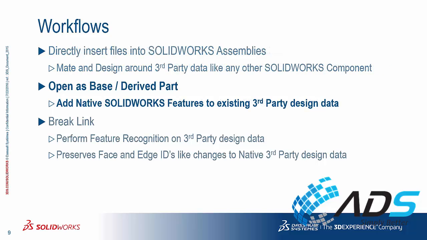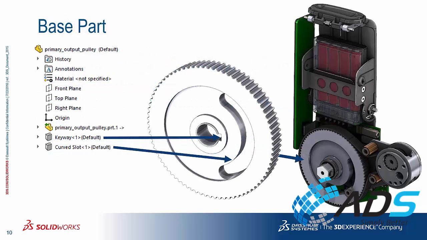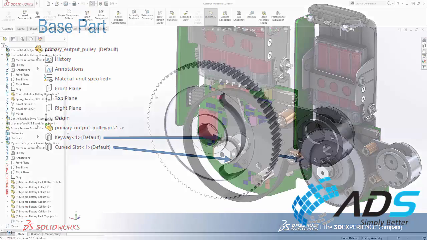Let's take a look at another, directly opening a file and using it like a derived or base part. In this case, we'll be working with a pulley designed in PTC Creo by a vendor. We will need to add some of our own features that are added after we receive the actual part, in this case a keyway and a hard stop slot. We'll also show how 3D Interconnect handles changes within this scenario and how it also handles PTC Creo version files.